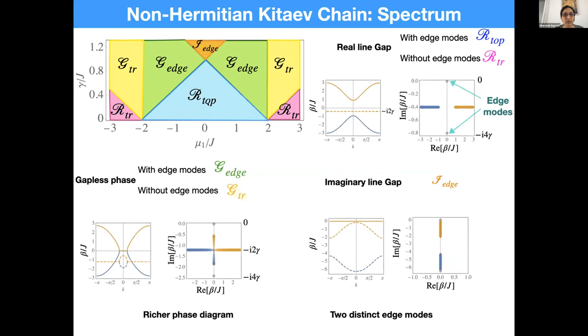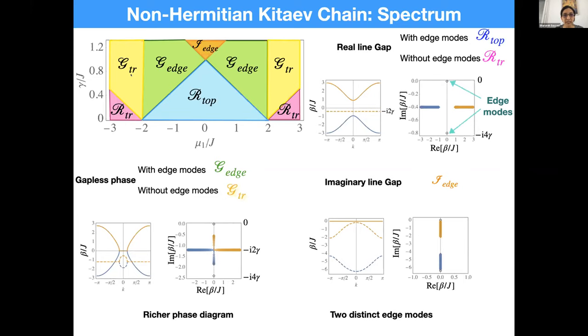This being said, we can also intriguingly notice that for any phases which reside in the window of minus two to two of chemical potential, we can observe two phases, with imaginary line gap and gapless phase, both of which have edge modes. These edge modes are presented as diamond lines in these two figures. Moreover, outside this window, we have two phases. We talked already about the real line gap, which is trivial. We also have a gapless phase, which is trivial, witnessing no edge modes in the system.